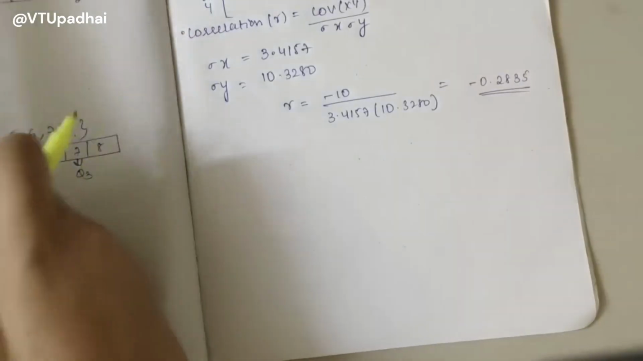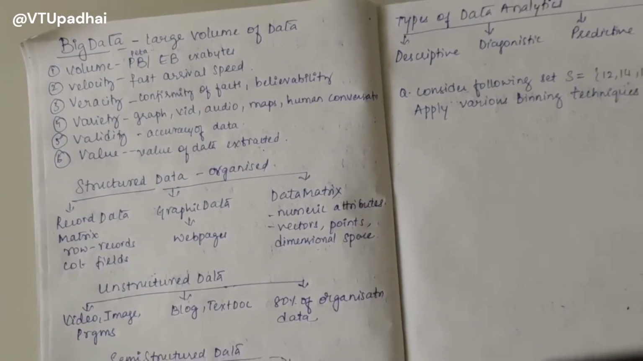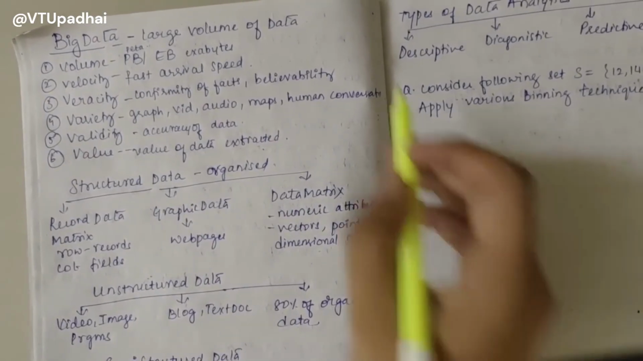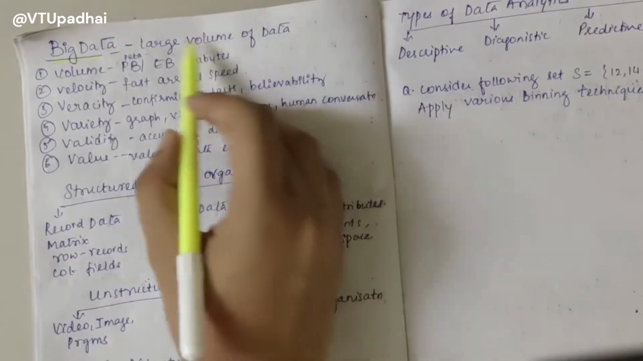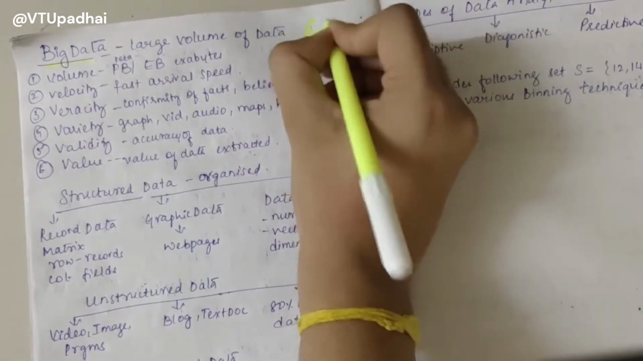Let's move on to the next topic. Here, from the introduction to data topic, we have big data. So big data is a large volume of data. The characteristics of big data comprise 6 V's.